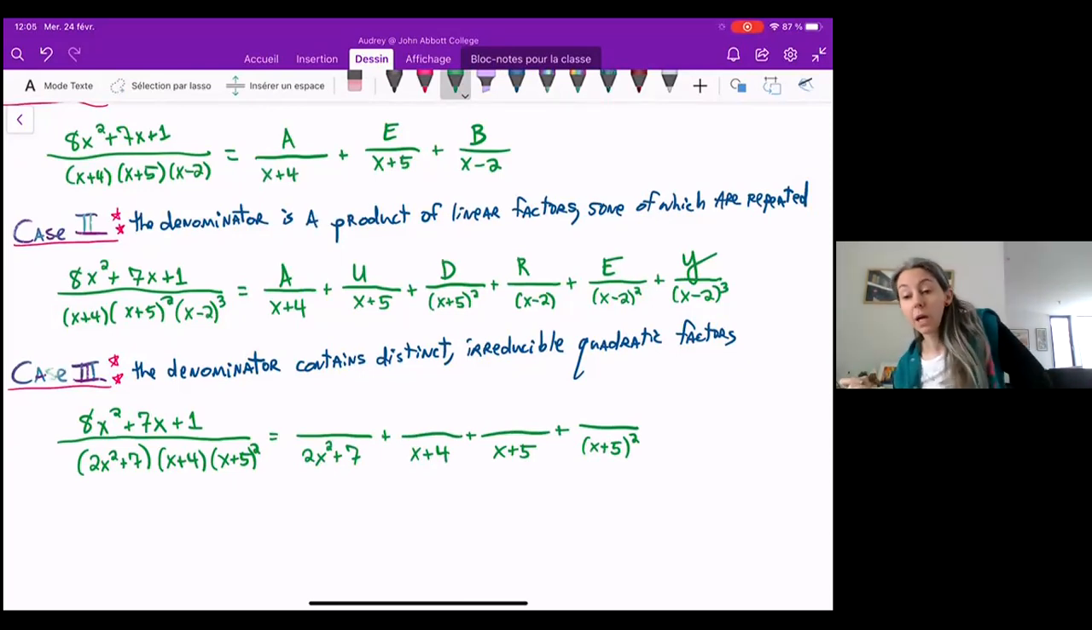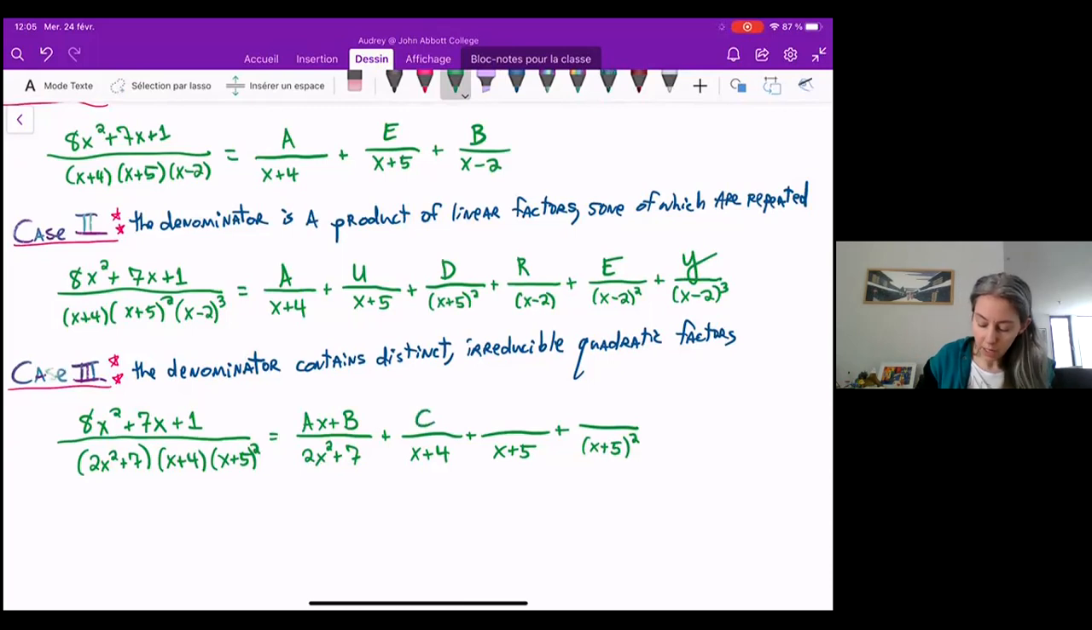The numerator is going to be a constant. The 2x squared plus 7, however, to have the numerator be 1 degree less than the factor, we need to have an x up here. So with 2x squared plus 7, I'm going to have ax plus b. I always need to be 1 degree less. Then I'll have c, then I'll have d, and then again, remember that x plus 5 squared, our factor there is x plus 5. It's a linear factor, so we're still saying just a constant on top.